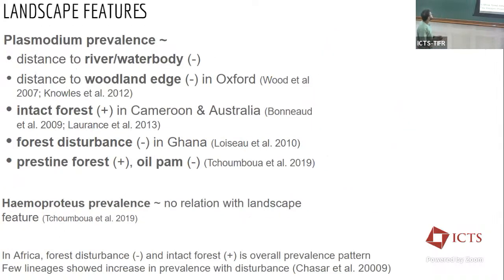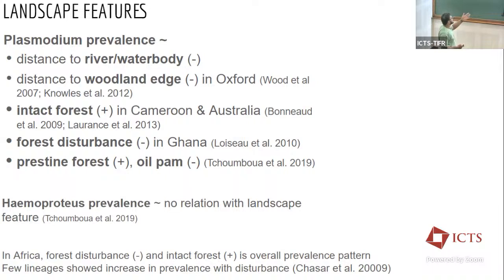So some of the landscape features that are known from the studies, and very interestingly, the distance to river or water body is negatively affecting Plasmodium prevalence. As you go away from the water body, there is less prevalence of Plasmodium, probably because of mosquitoes. But since it's a river or large water body, I think Farah told me long ago that if it's a larger water body, the fishes tend to eat larvae. So a larger water body may not impact mosquitoes. It's something worth looking at.